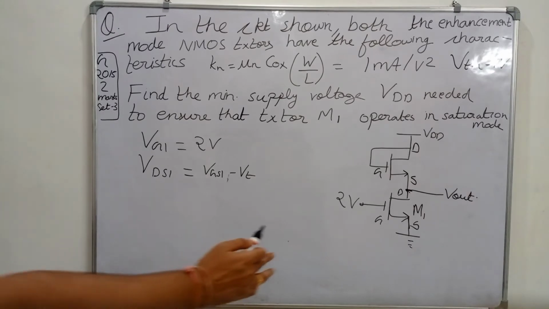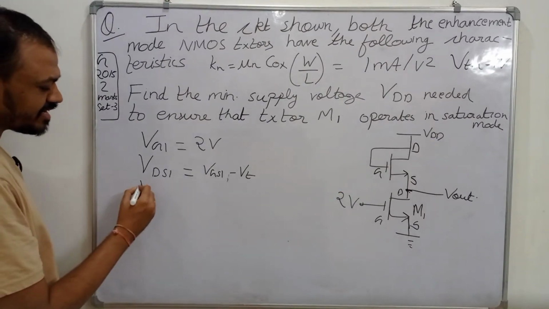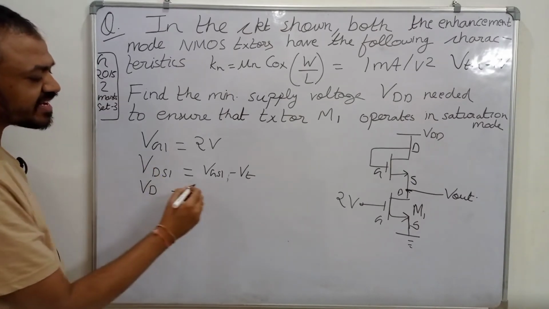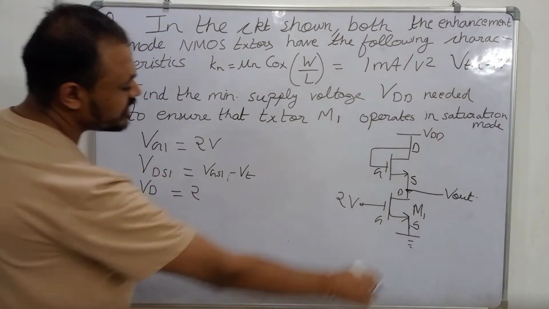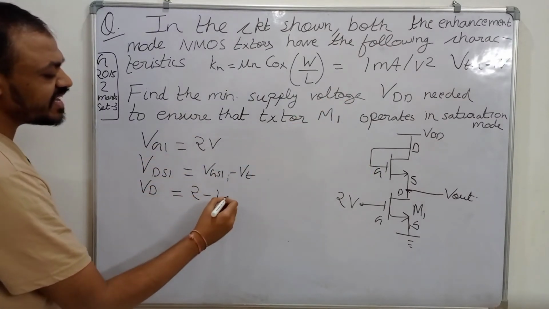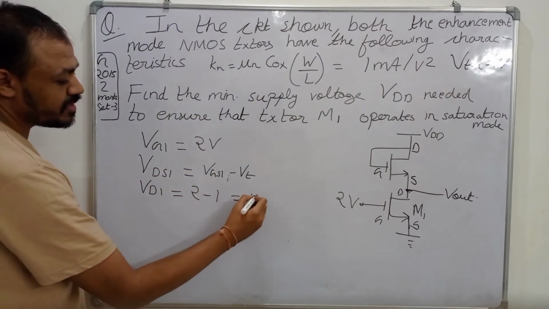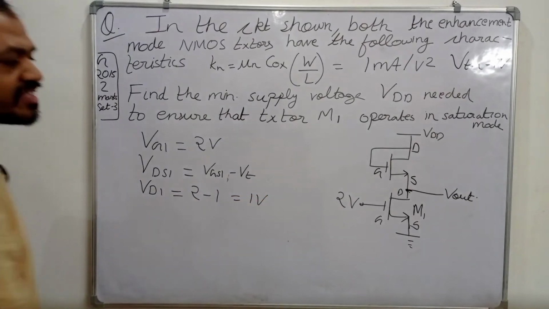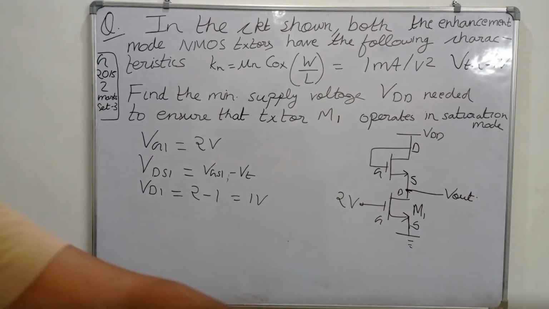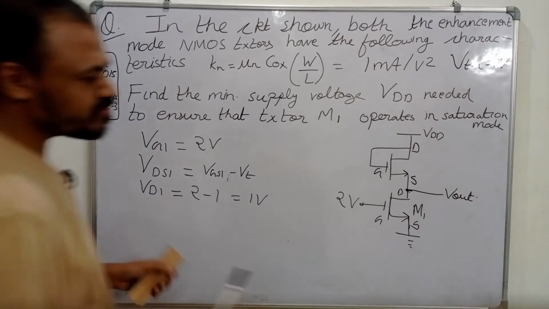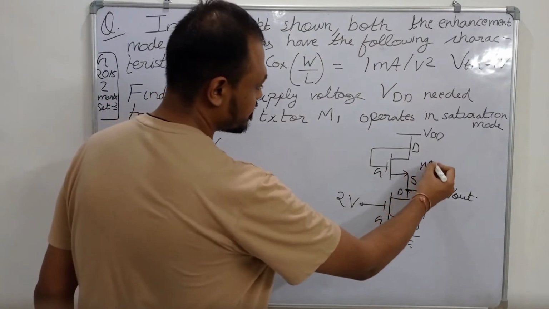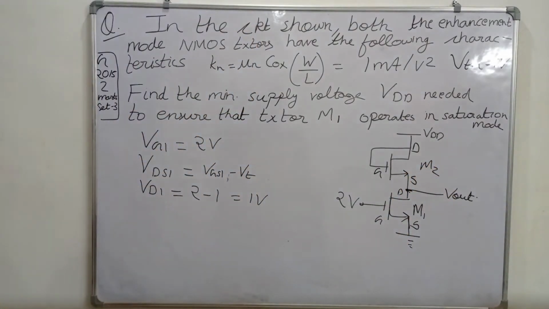So the source is grounded, so obviously VDS1 is equal to VD1, and VGS1 is given as 2 volt because the source is connected to ground, and VT is given as 1 volt. So VD1 will be equal to 1 volt. This VD1 is nothing but VS2, because the drain of this NMOS is connected to the source of the upper NMOS, the second transistor. So VD1 is equal to VS2.